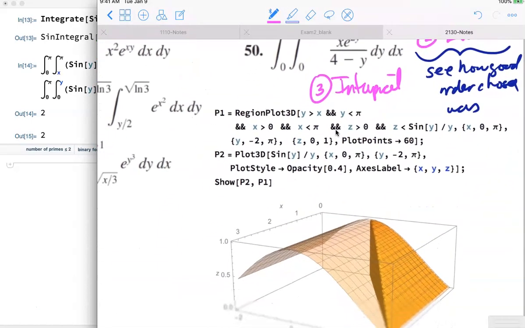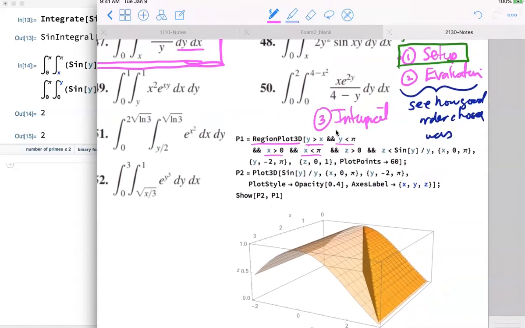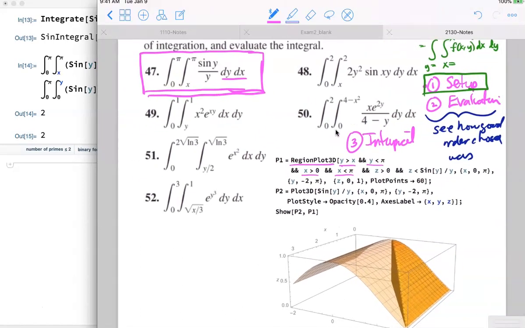And here we're seeing, if you would like to practice typing these commands in, there is a region plot command, and you can see that I'm doing region plot 3D. We're just setting up all the limits that we've got. Y is bigger than x, but y is less than pi. X is bigger than 0, but x is less than pi. Basically, I'm just taking the 4 limits of the integral. You can see y is bigger than x, but y is less than pi. That's what this x on the bottom and y on top of the integral is. X is bigger than 0, but x is less than pi.